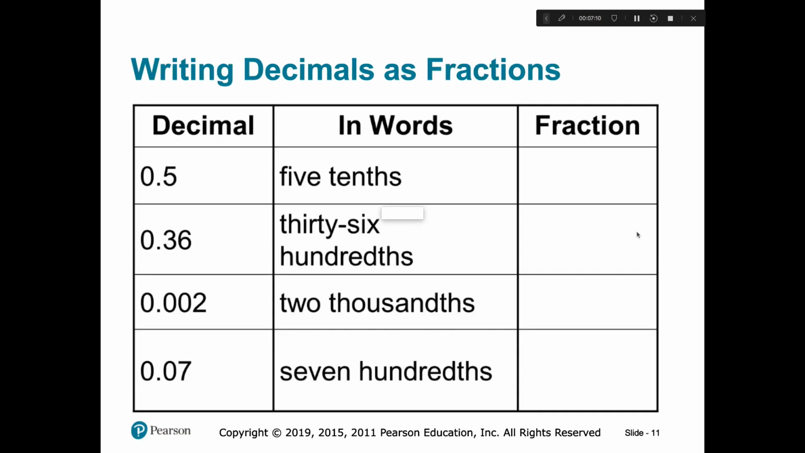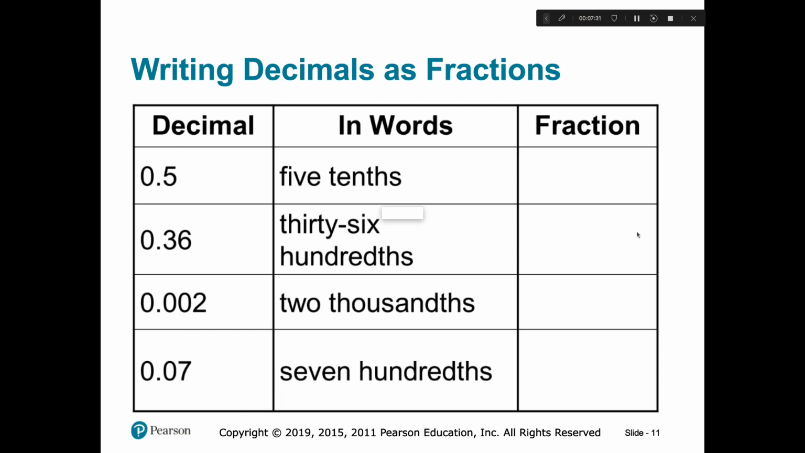Okay, this has a decimal. It gives us the words. We have to write them as fractions now. From decimals to fractions is a super simple conversion. This is also on the front of your page if you want to fill this in.